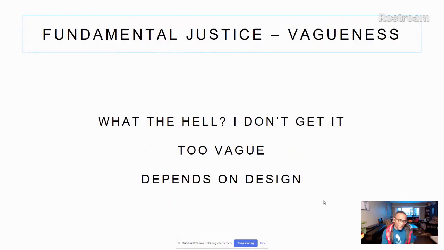And then vagueness. If you read it and you go, what the hell? I don't get it. It's too vague. I don't know what they're talking about. Like, nobody understands this law. Then it will fail for vagueness. I don't think this is going to be an issue for whatever Quebec is trying to do, or in fact for most mandatory vaccination schemes, unless you have really terrible lawyers doing the drafting. But a lot on the vagueness question is going to depend on the design and on the way that design is expressed in legislation or in whatever form that the government actually produces.